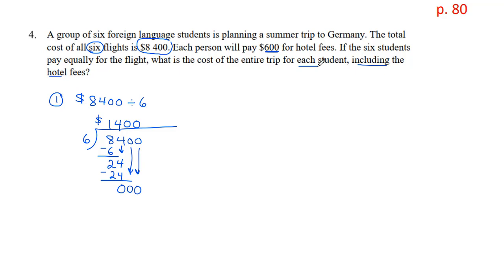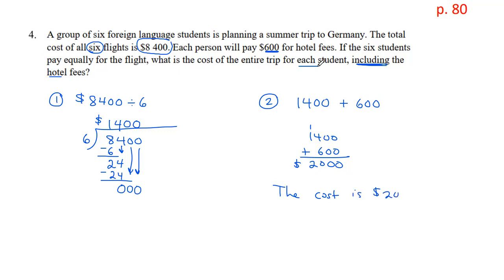But remember, they had an additional cost, which was the hotel, and our question asks us to include the hotel. So our second step here is to take the cost of the flight plus the cost of the hotel per person. And 1,400 plus 600 equals an even $2,000. So the total cost is $2,000 per person.